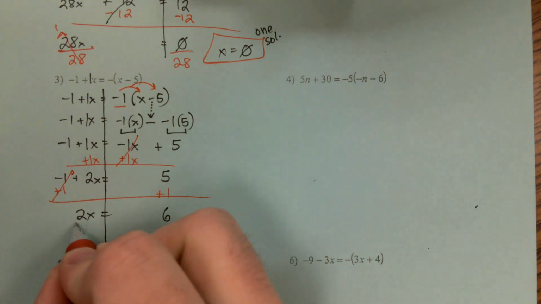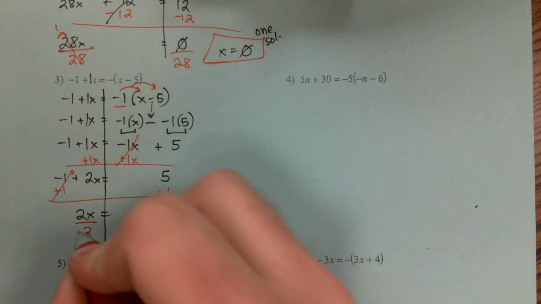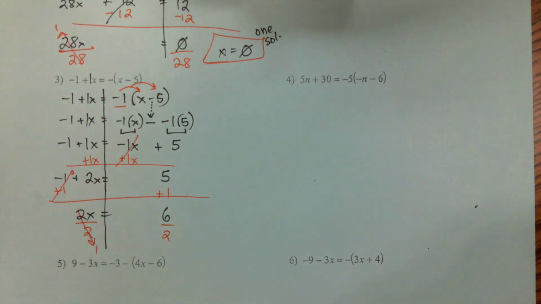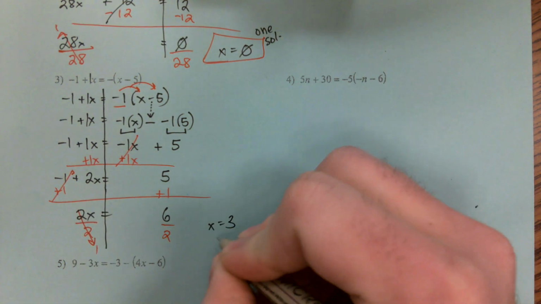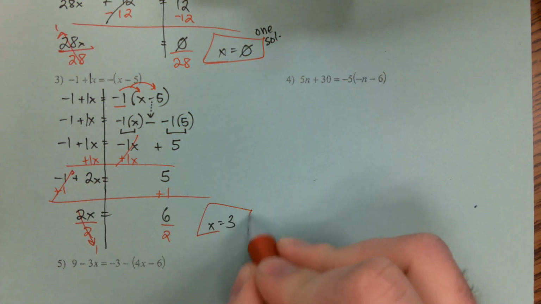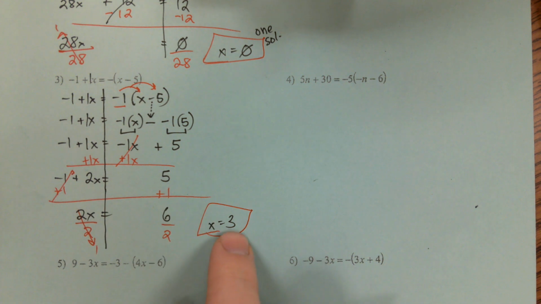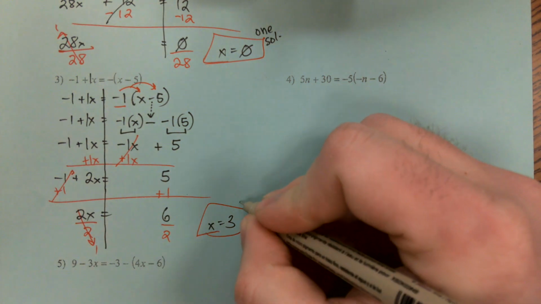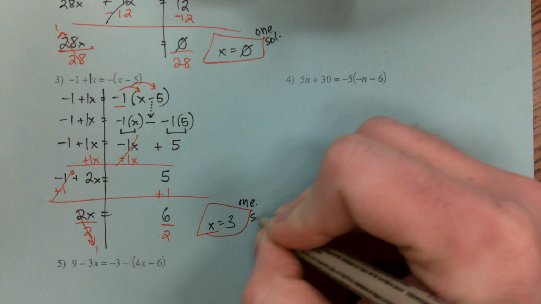Now our final step is going to be to divide both sides by 2. 2 over 2 is just 1, so x is going to be equal to 3, because 6 divided by 2 gives us 3. And this is once again going to be one solution.